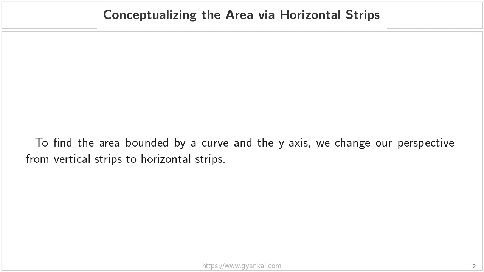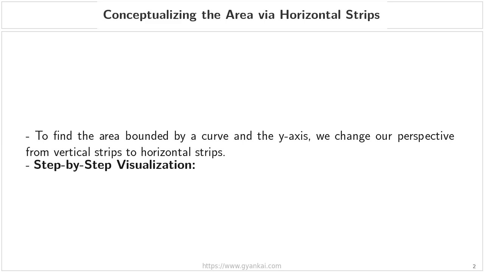Conceptualizing the area via horizontal strips. Now that we understand why we might need to look at the y-axis instead of the x-axis, let's dive into how we actually visualize this. In our previous lesson, we used vertical strips to find the area under a curve. But to find the area bounded by a curve and the y-axis, we need to shift our perspective entirely. We are going to switch from vertical strips to horizontal strips. Let's walk through a step-by-step visualization to see how this works.